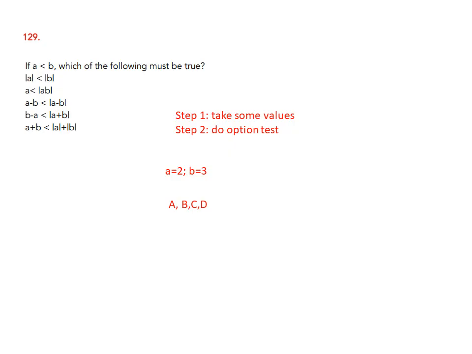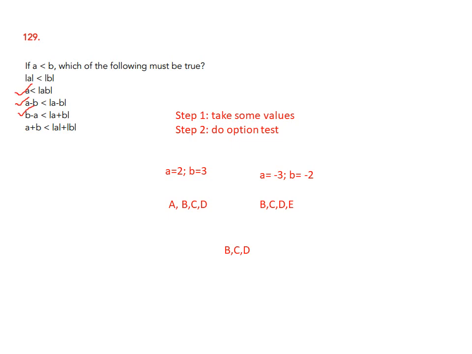Now take some other numbers with different signs. So we take a equal to minus 3 and b equal to minus 2. For these values we get B, C, D, E as the correct answers. Now notice for the first case A is correct, but for the second case A is not correct. For the second case, option E is correct, but for the first case E is not correct. We get the common options, that is B, C and D. So our answer will be only B, C and D.